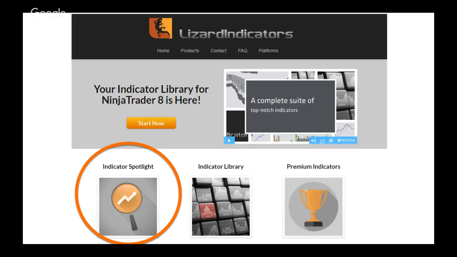And about once a month, I have this Indicator Spotlight newsletter that you can subscribe to free of charge, where we discuss one of our library indicators here with information on a general concept from technical analysis, how to use that in a trading scenario, along with a free download to the indicator itself.